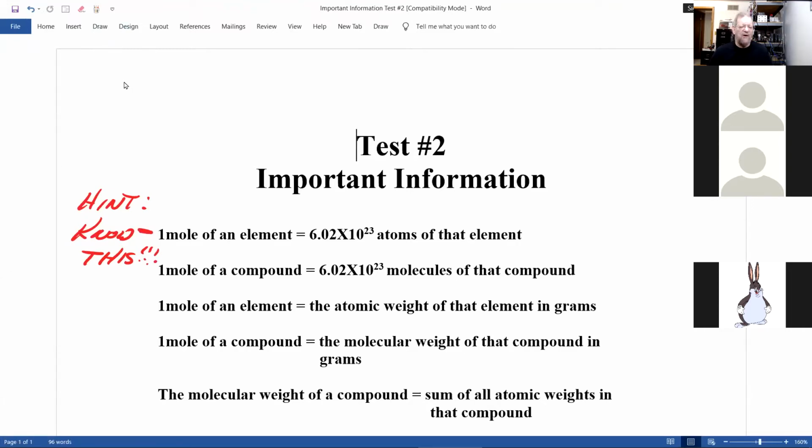You should know 1 mole of an element equals Avogadro's number of atoms of that element. 1 mole of a compound, such as water, equals Avogadro's number of molecules, 6.02 times 10 to the 23rd molecules of that compound. Past students had to memorize this. I will be giving this to you. So let's do a little practice.